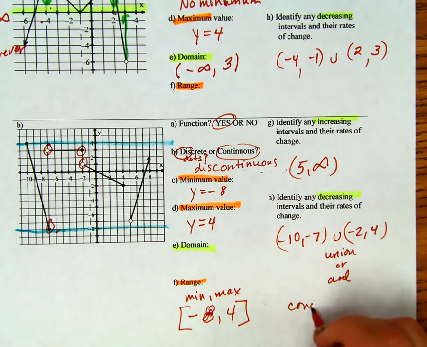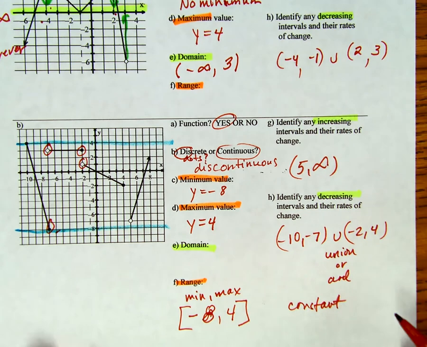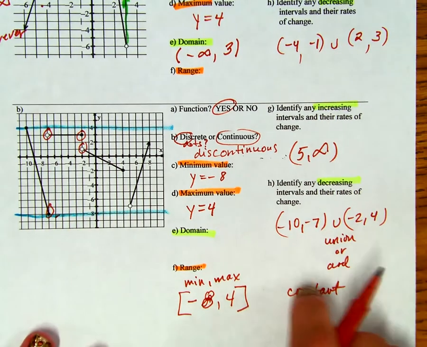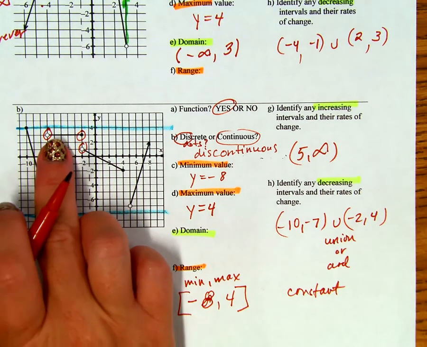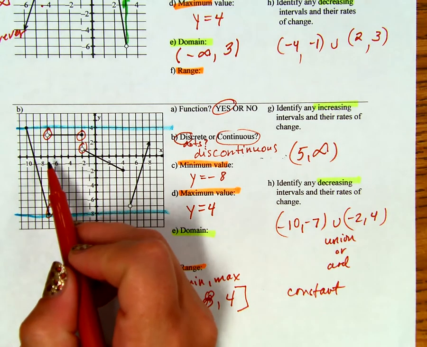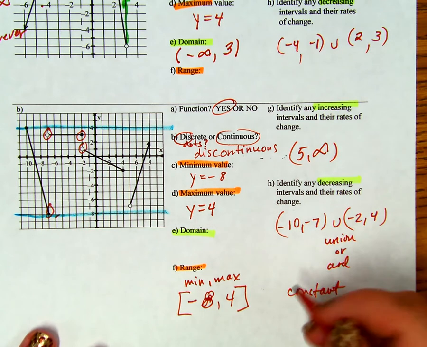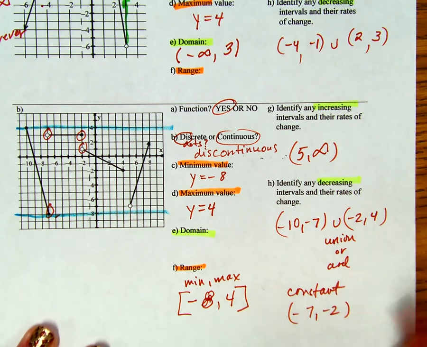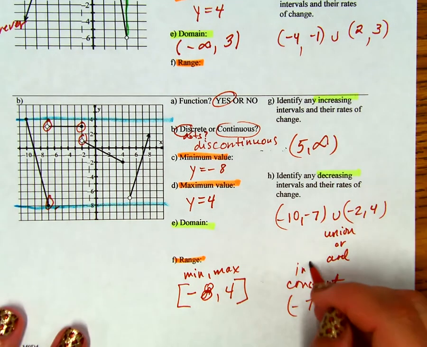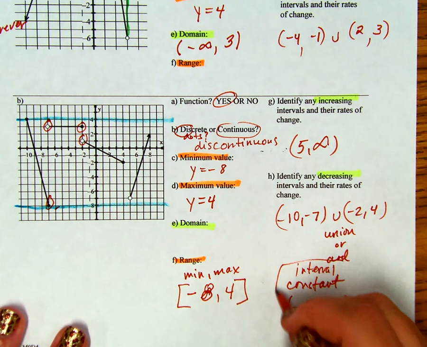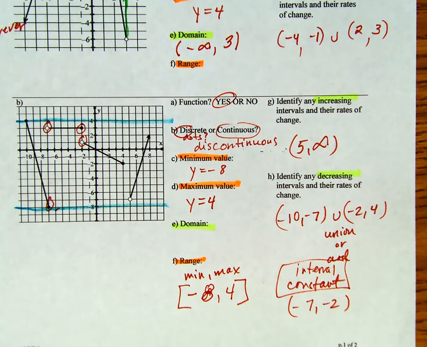And I'm going to write in the constant because there is a section that's not going up or down, it's just flat. So going from -7 to -2, we call this the interval constant. We didn't ask that one, we should have.